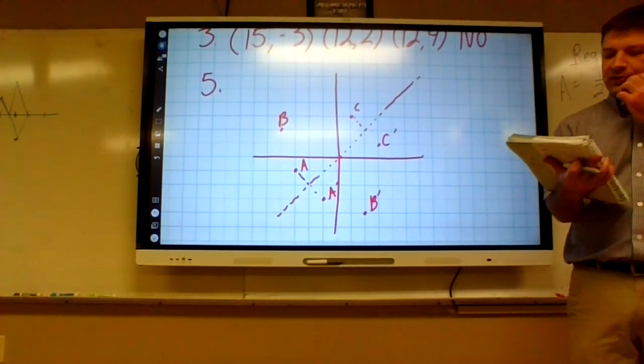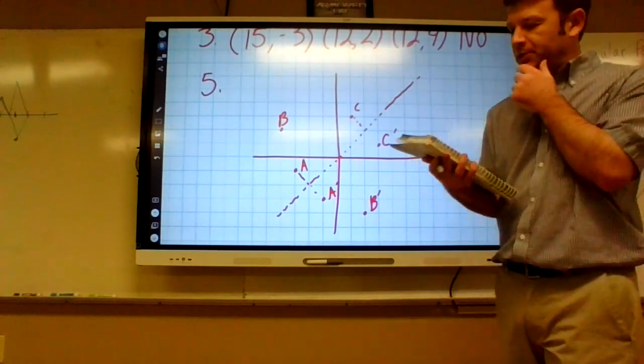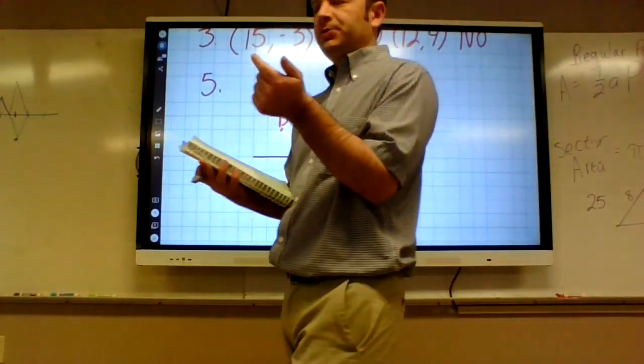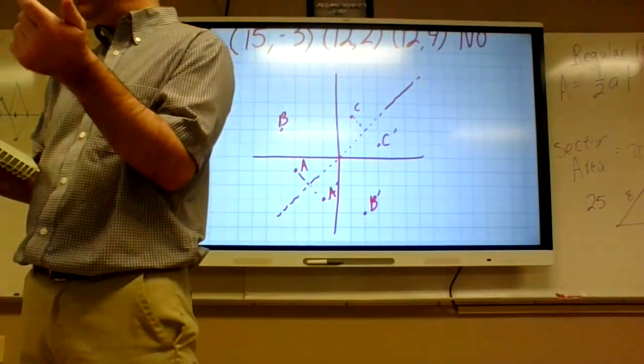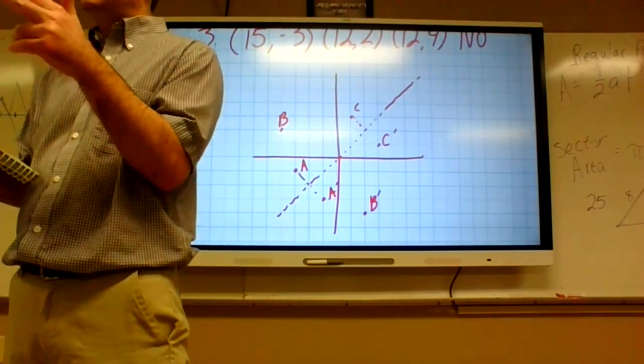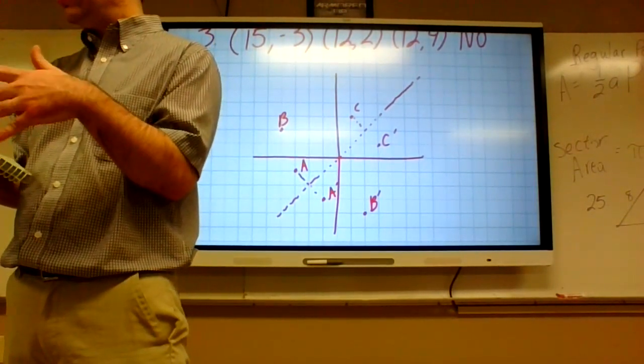On 6, after you draw the original triangle, just reflect each point H, G, and F, and then just connect those dots, and it'll make another triangle.